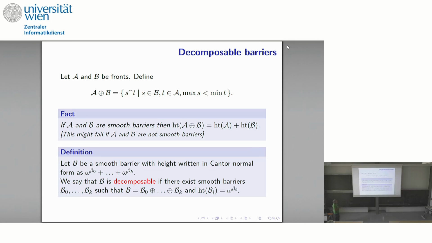So when I have a smooth barrier, the height of a smooth barrier is written in Cantor normal form as a sum. Here the interesting case is where k is at least 1, so there are at least 2 summands in the Cantor normal form. Then we say that this barrier is decomposable if there exist smooth barriers that, when you sum them, you get back exactly the barrier. So it breaks down according to the Cantor normal form in a nice way. That's basically the idea.